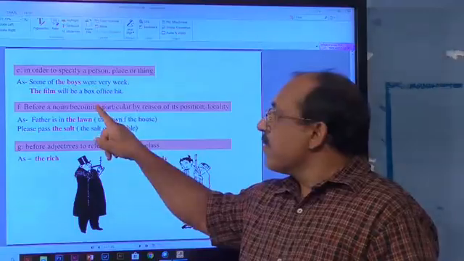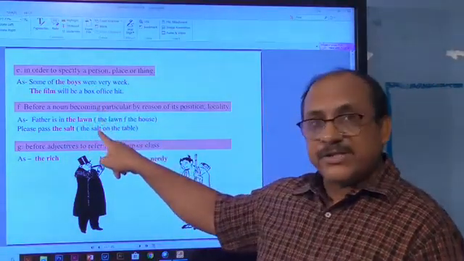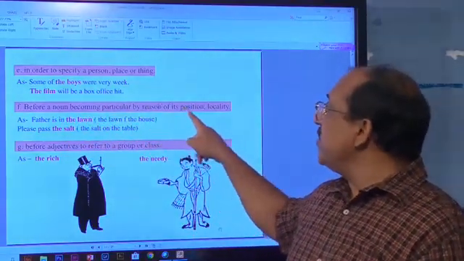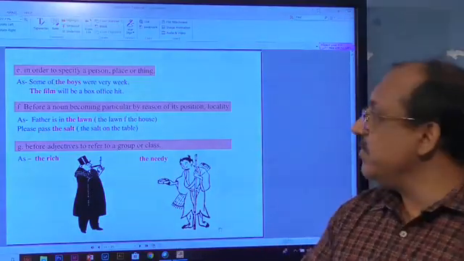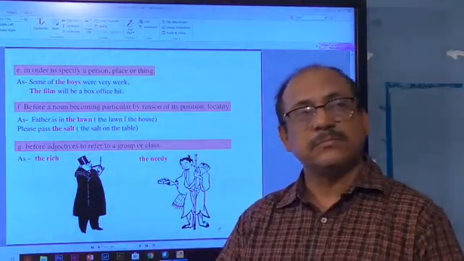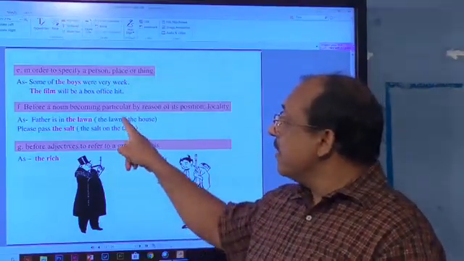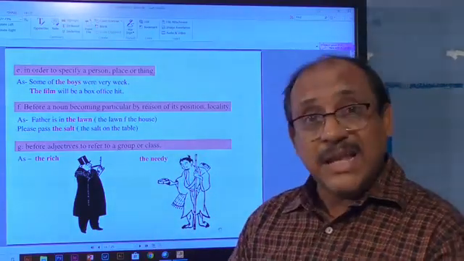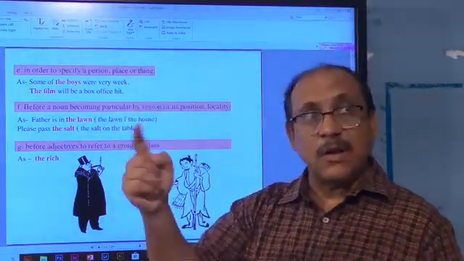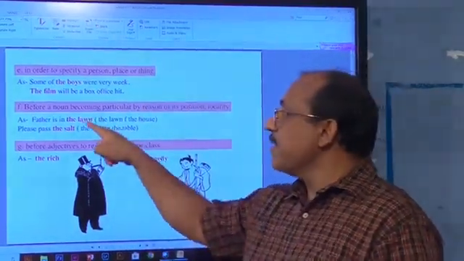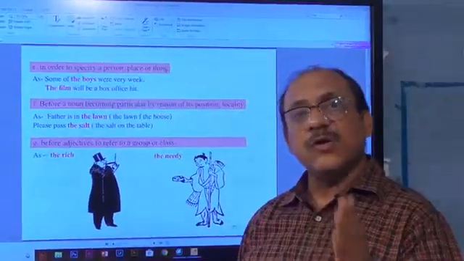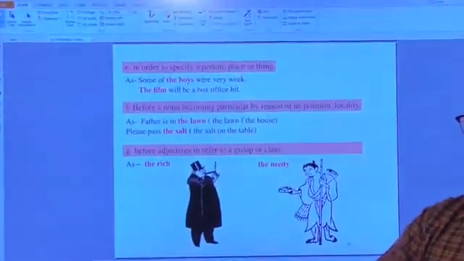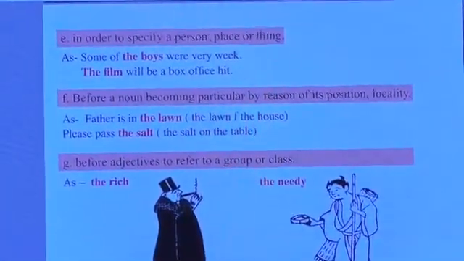Coming to this one, the use of the, it is very interesting. We use the before a noun becoming particular by reason of its position and locality. Position, you see, how it is. Father is in the lawn. Why the? Because it is the lawn of the house, that particular house where the father lives. So father is in the lawn of the house, particular. Please pass the salt. Why the salt? Because it is a particular salt which is kept on the table. So that particular salt, that is why the is used.